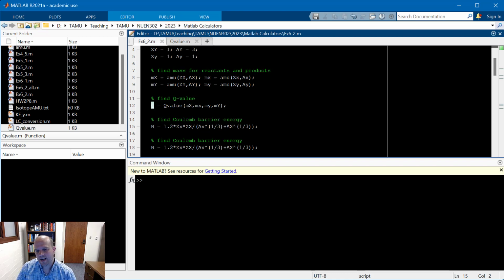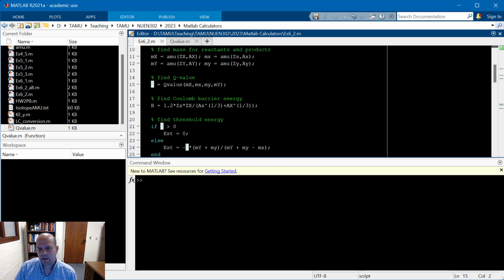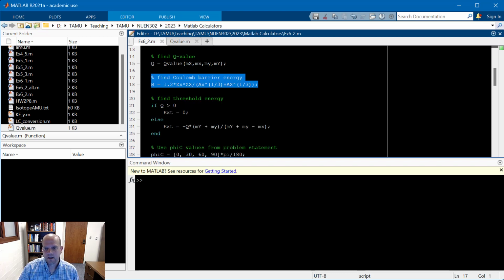In this case, the problem didn't ask me to find these other barriers. I know I'm not going to need to look at the Coulomb barrier because I have a neutron as my projectile, so I'm not going to have to worry about that. Unless I have some intuition to this problem, I don't know if the Q value is going to be positive or negative, and so maybe I'll just calculate this just in case.